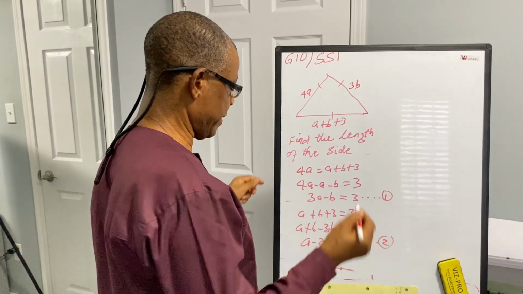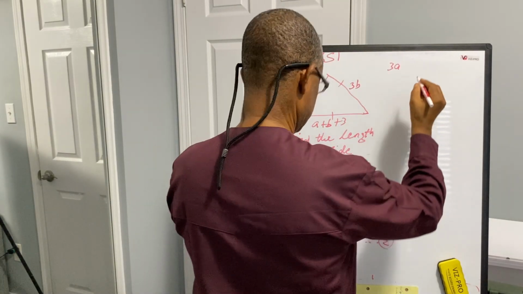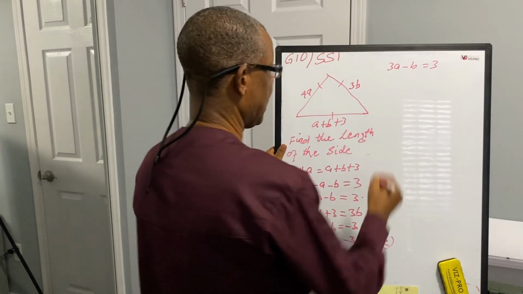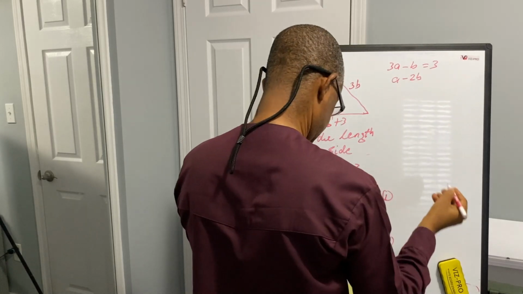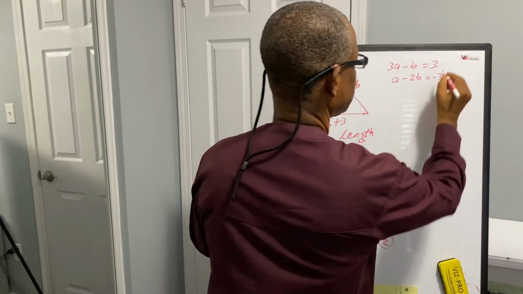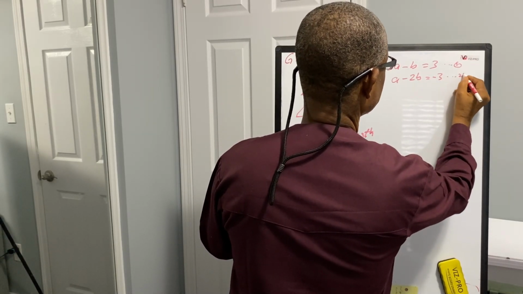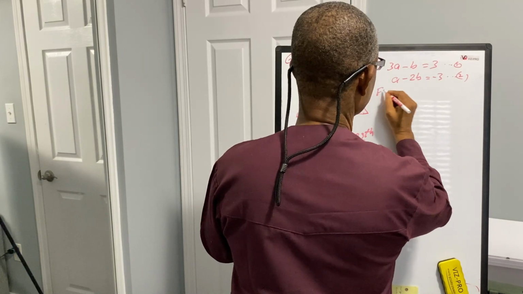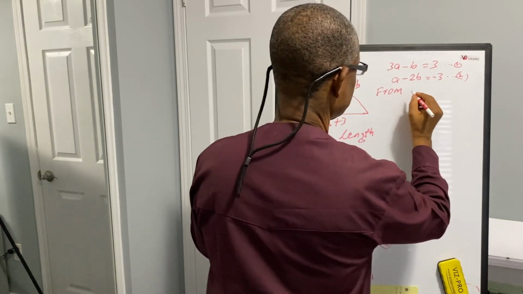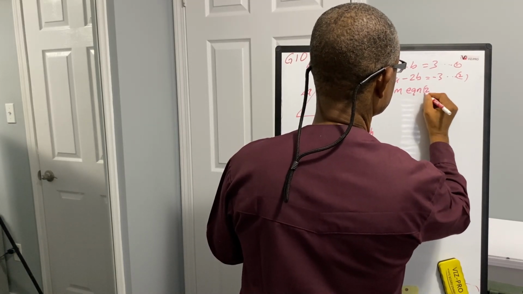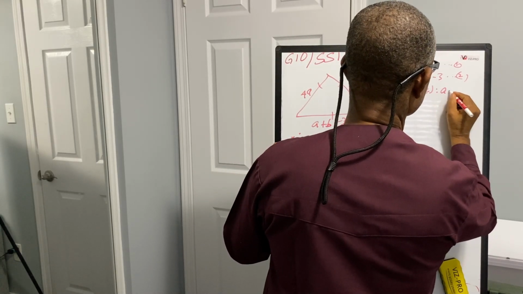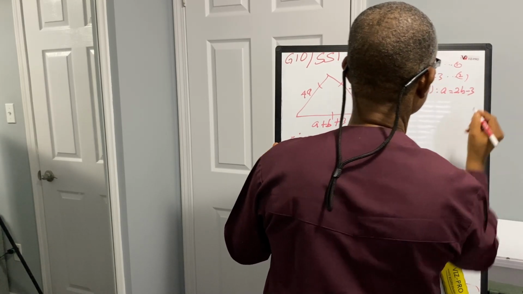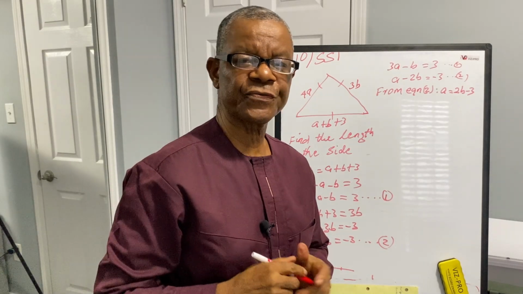We solve by whatever method. 3a, we are collecting what we have, minus b equals 3. And we have a minus 2b equals minus 3. This is our equation 1. This is our equation 2. By what we have, we can say from equation 2, a is equal to, the negative 2b crossing becomes positive 2b, minus 3. We have found the tentative value for a.